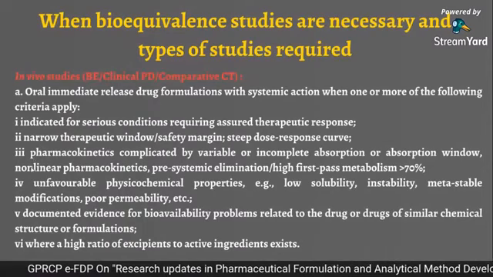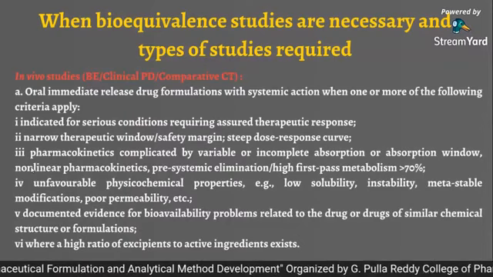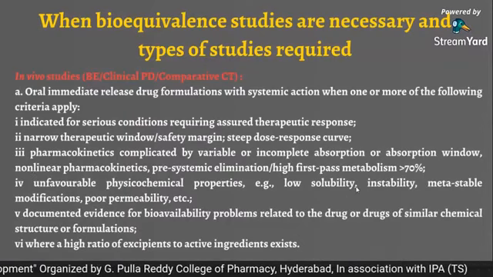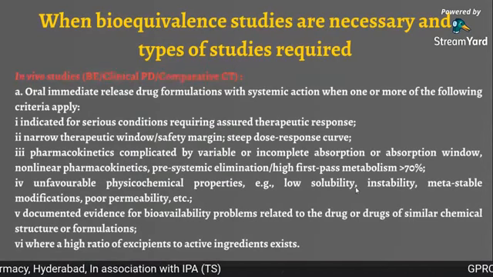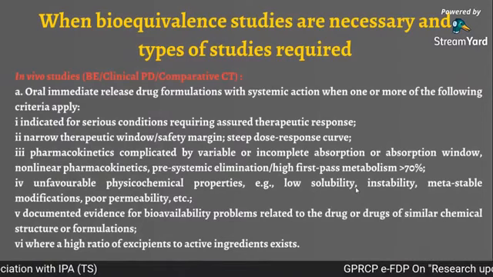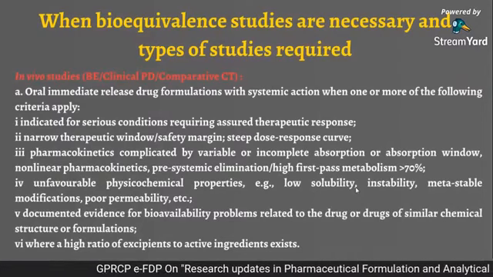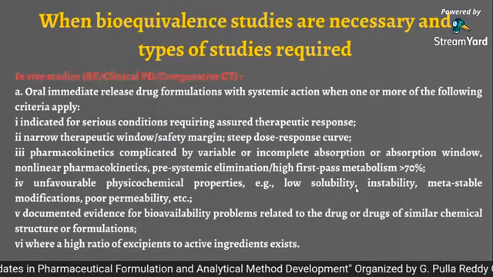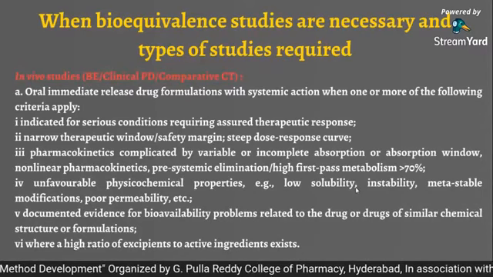And any formulation having unfavorable physicochemical properties. If the drug is having low solubility, if the drug is having instability in the GIT, if the drug is having polymorphic behavior in the GIT, if the drug is having poor permeability, low soluble, low permeable, variable dissolution profile, instability in the GIT, and which is having the behavior to undergo polymorphic changes in the GIT, definitely we need to do in vivo bioequivalence testing. There is no chance of bio waiver.